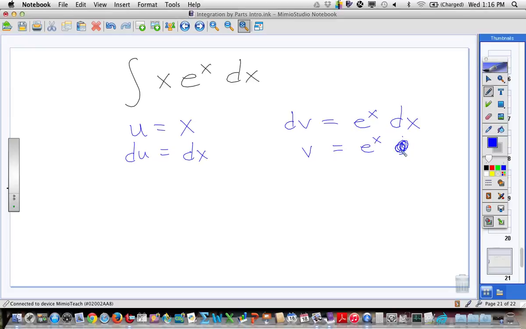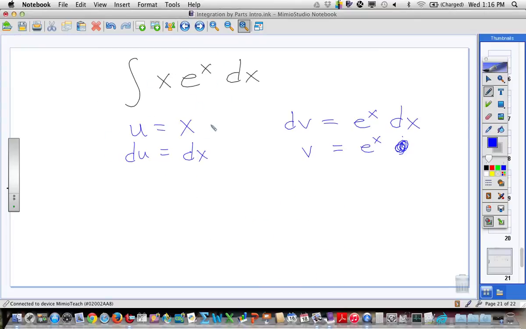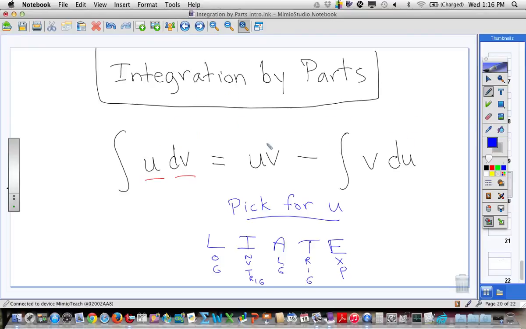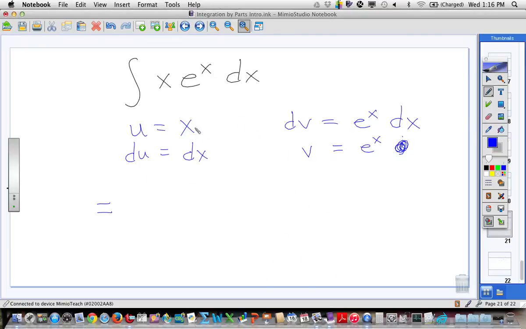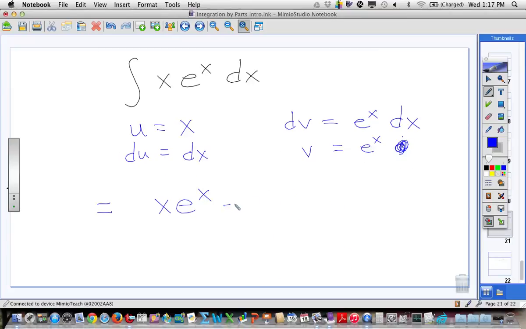Then it's just a matter of following the formula. So now we're saying our original integral is equal to u times v. We look at our list. Here's u times v. So that's x e to the x. And it doesn't have an integral on it now. If you look at the formula, it's just u times v minus the integral of v, which is e to the x, and du, which is dx.